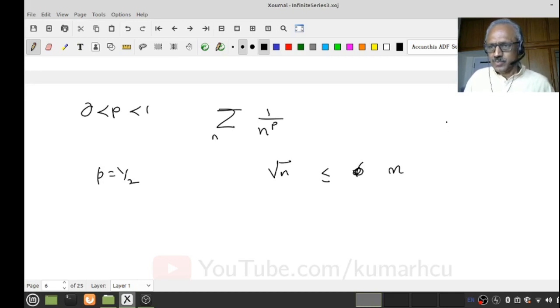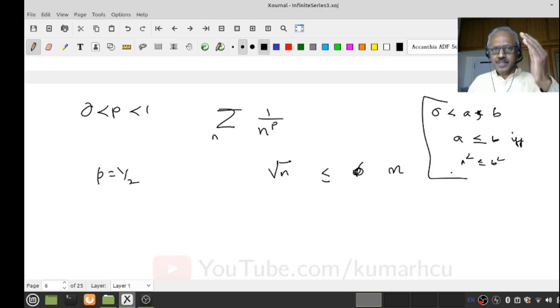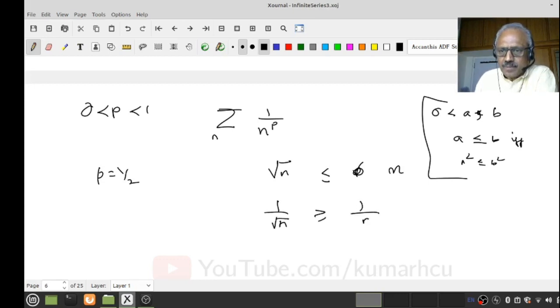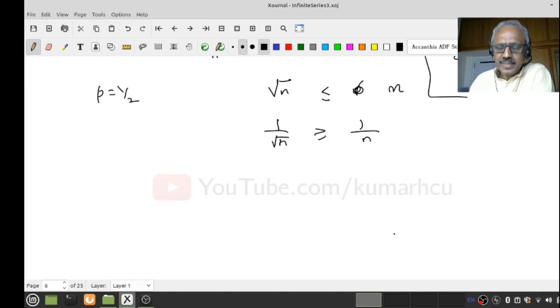This follows, remember, if a and b are positive, then a is less than or equal to b if and only if a squared is less than or equal to b squared. If you have gone through my videos on real analysis, every time I had used this, so you would remember that. From that it follows root n is less than or equal to n, and hence 1 upon root n is greater than or equal to 1 upon n.